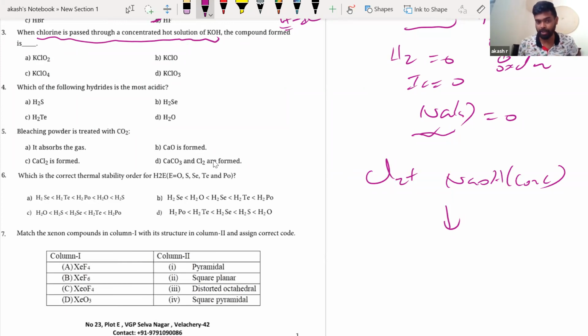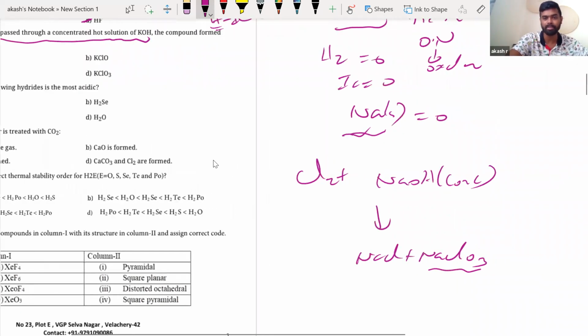We even solved this question in the quiz, if you can remember. What is the product? Okay, so it is NaCl and NaClO3. Fine. So that is the product.